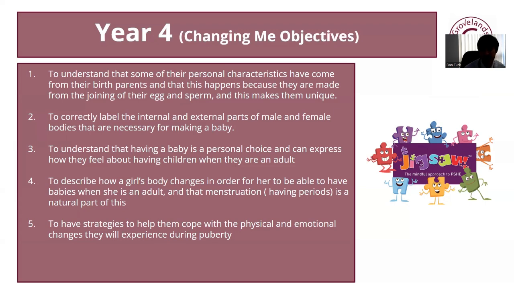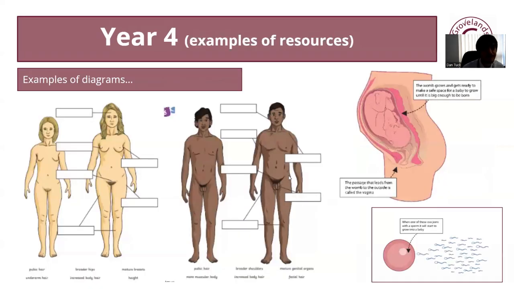They learn that having a baby is a personal choice, and they think about how they might feel about having children when they grow older. And they learn to describe how a girl's body changes so that she can have a baby when she is older, and that having periods is part of that. And then finally, they think about the strategies that might help them cope with the changes they have, both physically and emotionally, as they grow older.